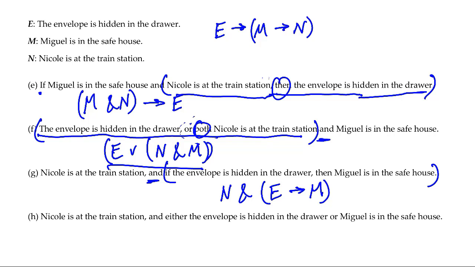All right, and then last, Nicole is at the train station and either the envelope is hidden in the drawer or Miguel is in the safe house. Again, the either is going to indicate where the disjunction starts. So we want to have the disjunction inside the parentheses, and we'll have an and right before it. This is similar to the previous one. N ampersand parentheses E, except now we have or, so that's going to be a wedge and an M. And if you want to have parentheses outside the whole sentence, then you can.